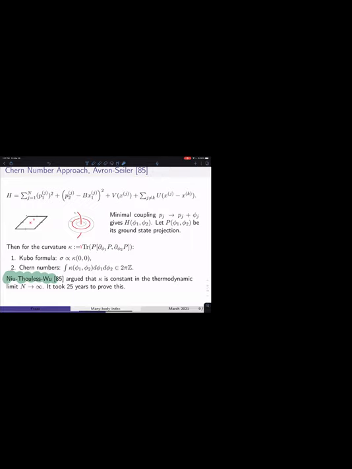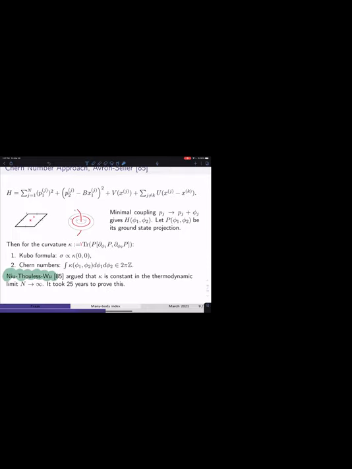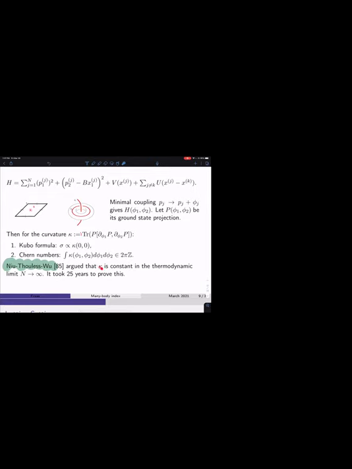So they actually proved something a little bit different. They did not really consider exactly the ground state of such Hamiltonian, but just something a little bit different. But for the spirit of it, one should think that they prove that kappa is constant. Okay, so that was where the problem stood in the 90s, and the question was to prove that this kappa is constant.